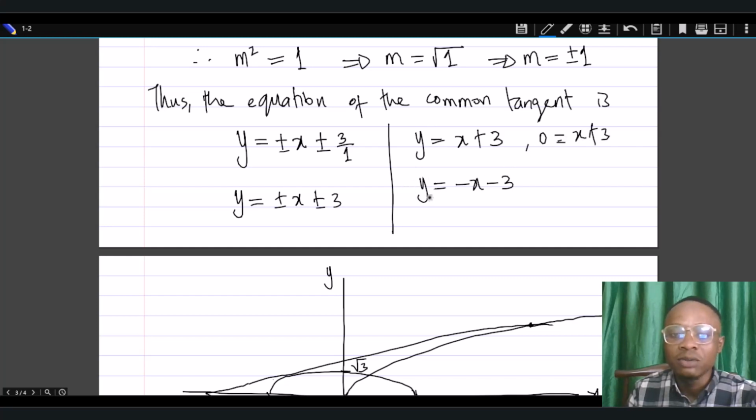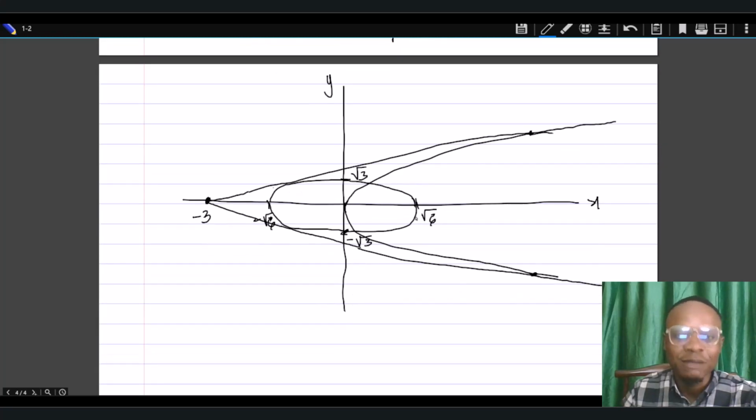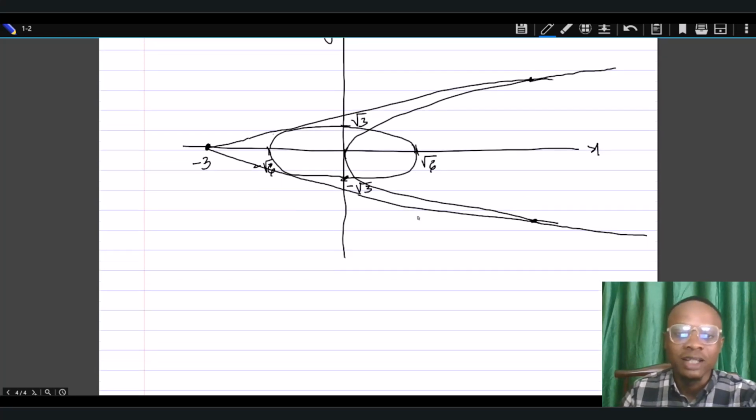And if y happens to be 0 as well here, the same thing happens. We'll have this to be equal to minus x minus 3. So we'll move this to the other side. That's x is equal to -3 as well. So both of them will intersect at x equal to -3. So this point is actually -3. That's where this common tangent meets the x-axis. Okay, so that is clear, that is settled.